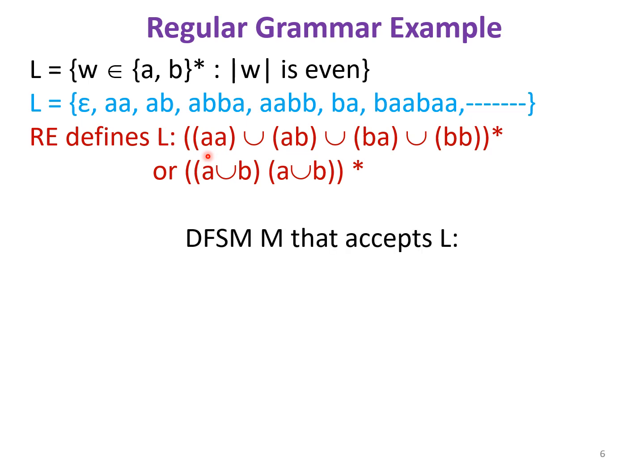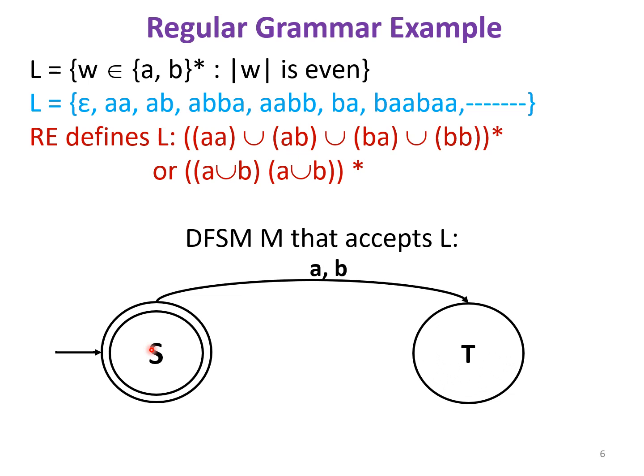Then coming to the DFSM M that accepts L. The first string in the language is epsilon, so the initial state will be the final state. Since the string length must be even, if the string length is 1, a or b, it must be in an intermediate state. Next, if the string length is 2, it will reach the final state. Then string length 3 will be in an intermediate state, and string length 4 will be in the final state. So this is the DFSM obtained for the language with strings of even length.